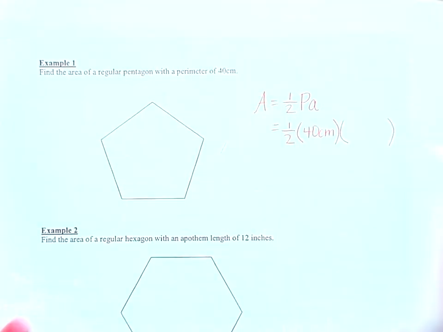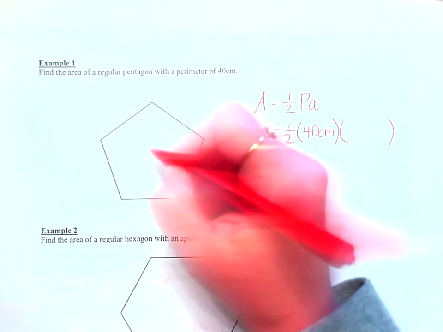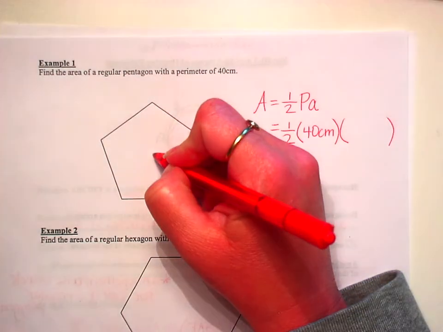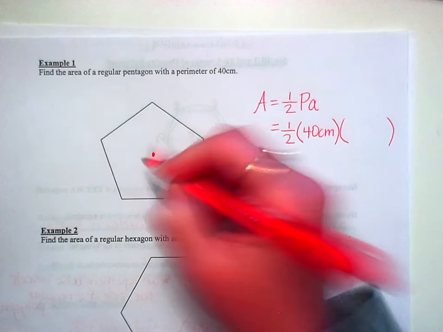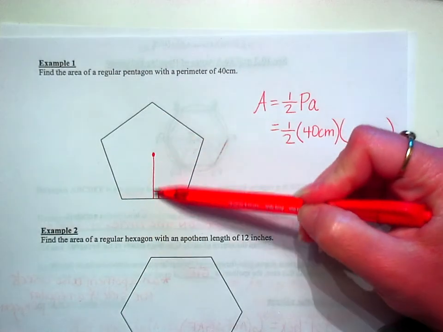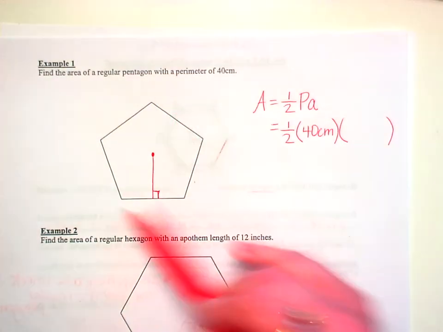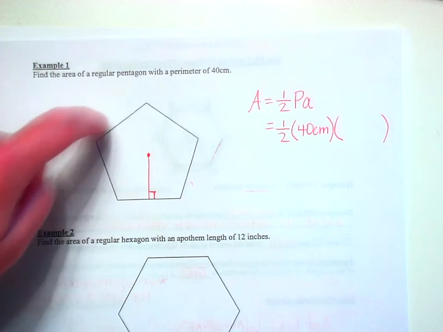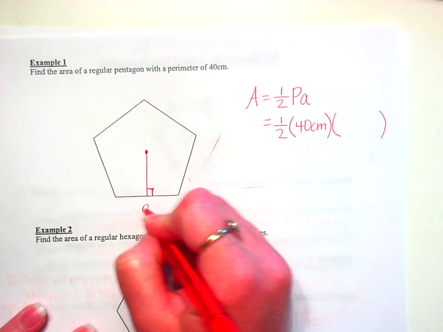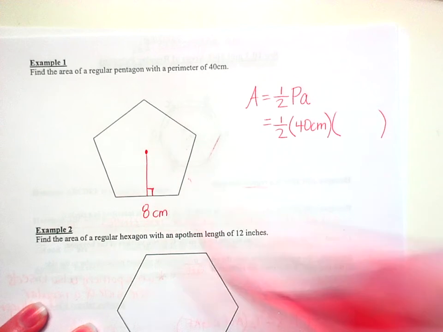Okay, what they have not given me is the apothem, and I'm going to need to figure that out. So let's go over here and let's draw in the apothem. So we're going to go to the center of the pentagon, and we're going to draw in our apothem. Remember, an apothem is perpendicular to the side length, and it also bisects the side. So if this perimeter is 40, I'm going to take 40 and divide it by the 5 sides. So each side will be 8 centimeters. And since the apothem bisects that, I get 4 centimeters right here.